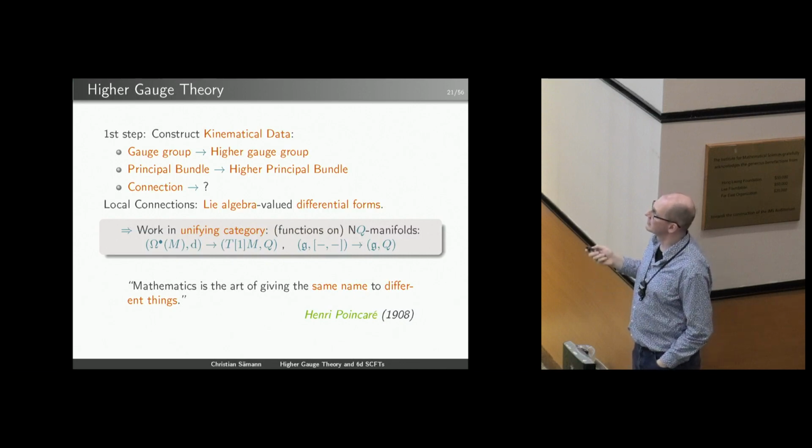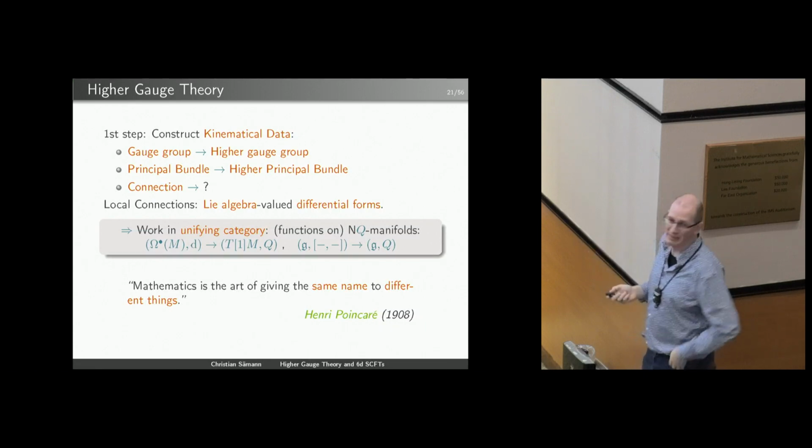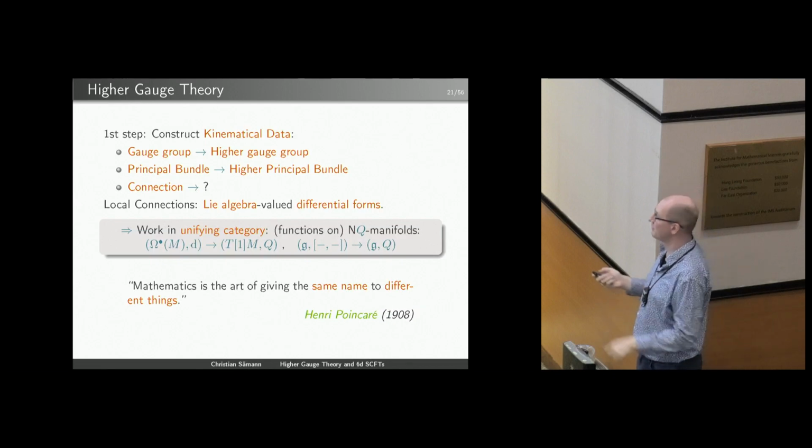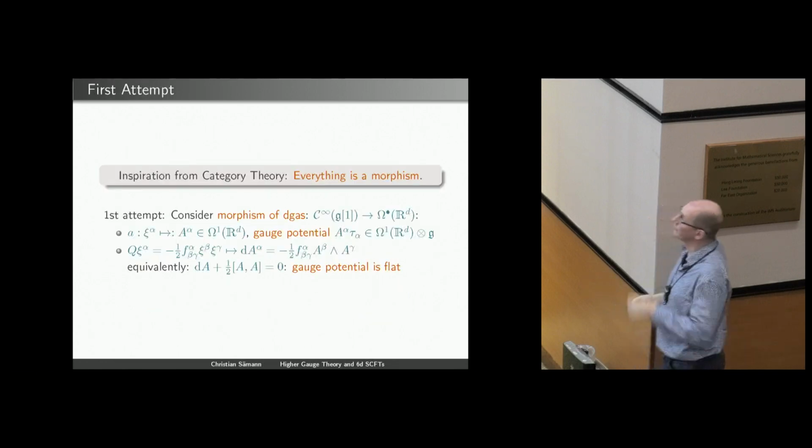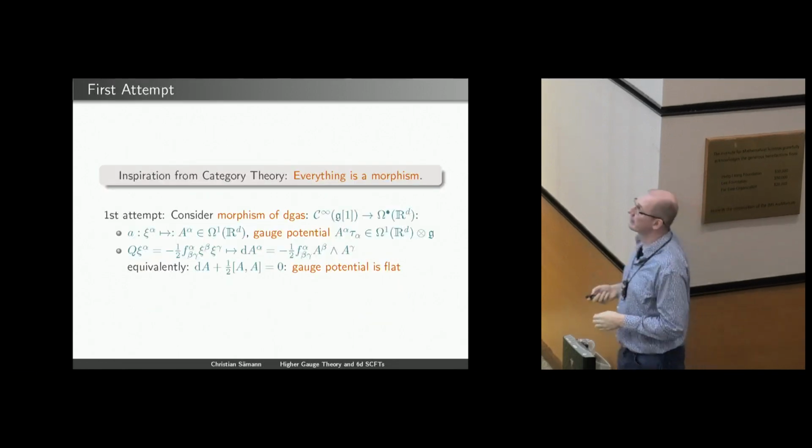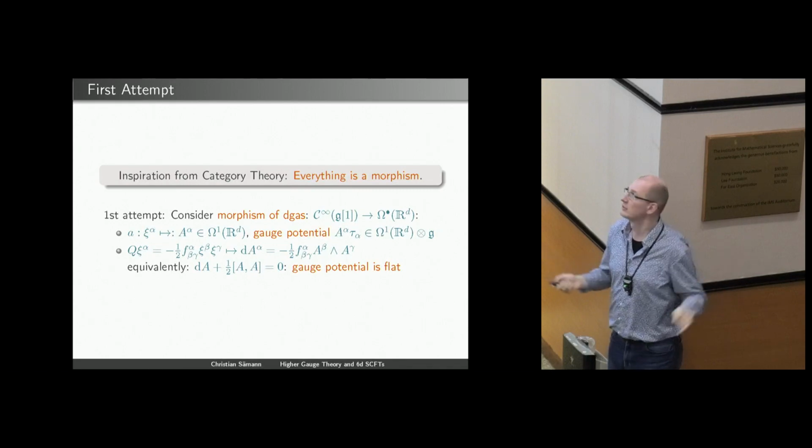In reply to the quote that poetry is the art of giving different names to the same thing, Henri Poincaré coined the phrase that mathematics is exactly the opposite, giving the same name to different things, right? So here we have different things, and we gave them the same name, namely NQ manifolds. Okay, so first attempt, inspiration from category theory: everything should be a morphism. Okay, so let's try that.